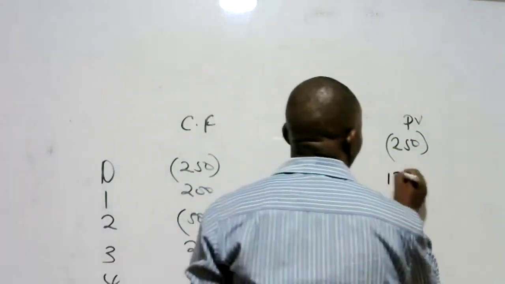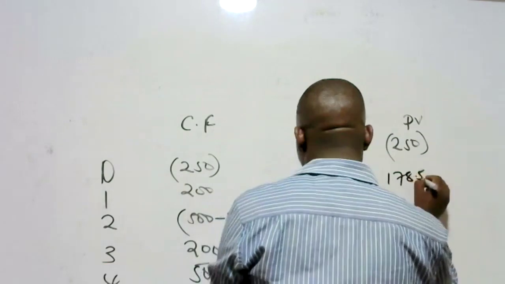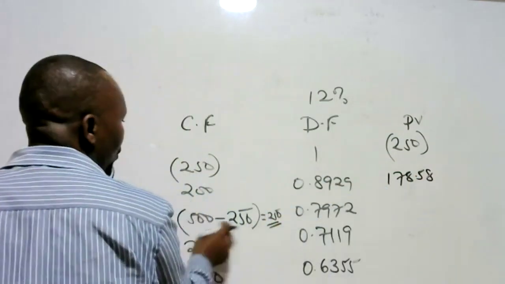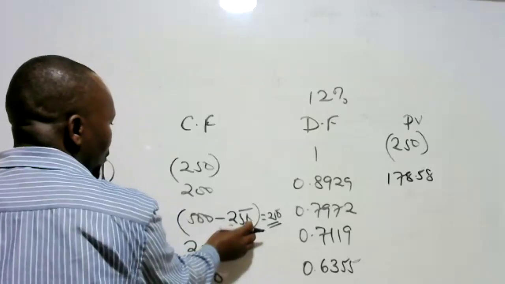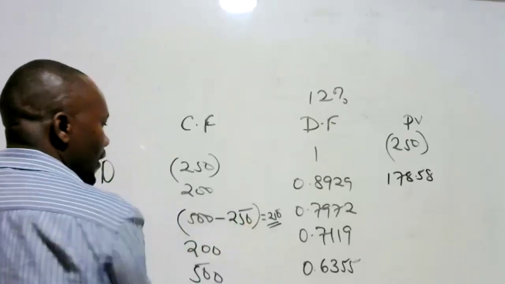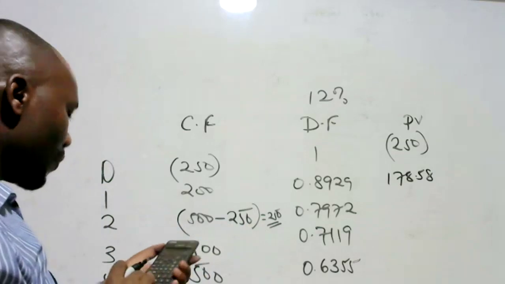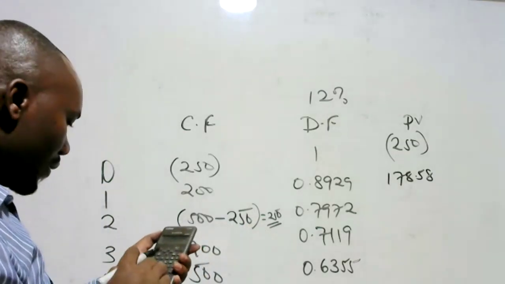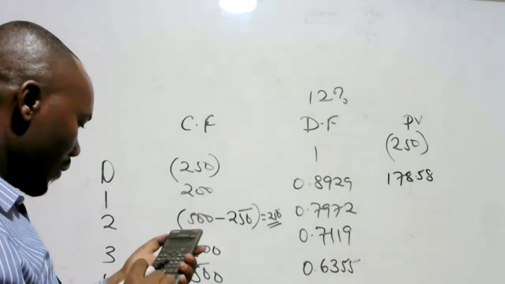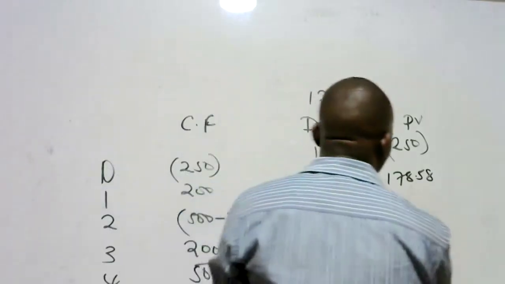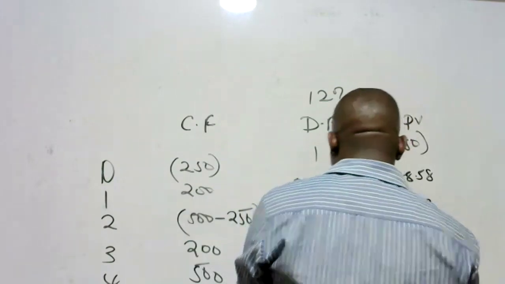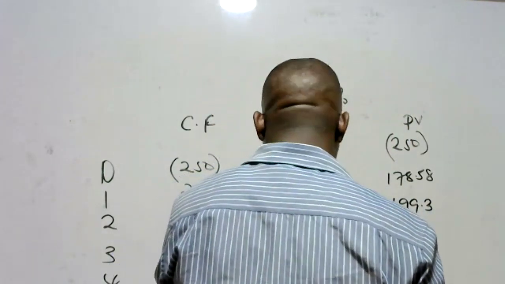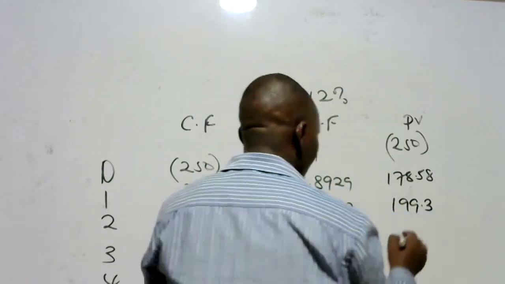$178.58. This one is reduced now to 250, not 500, because we are taking away 250 to invest again and get another revenue. So use 250 times 0.7972, which is 199.3. Then 142.38.